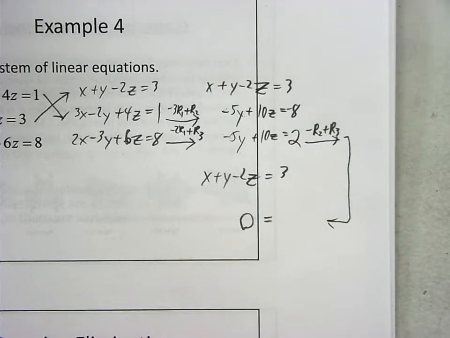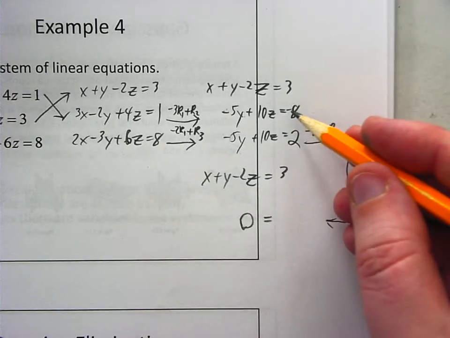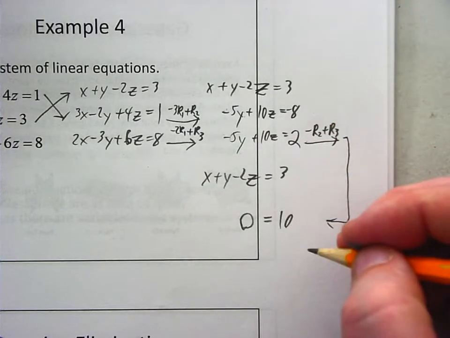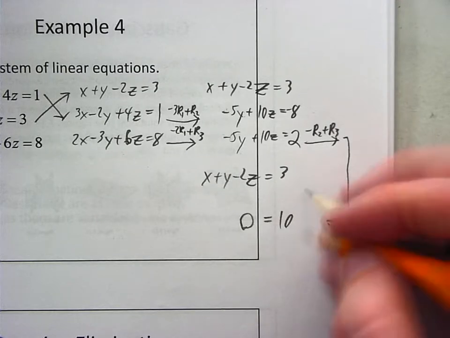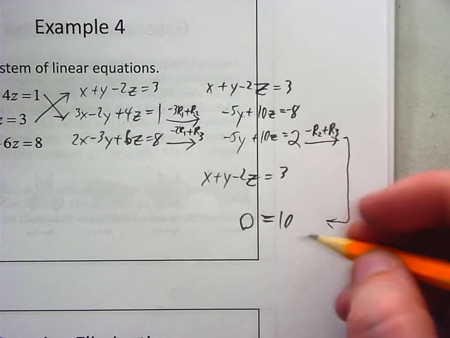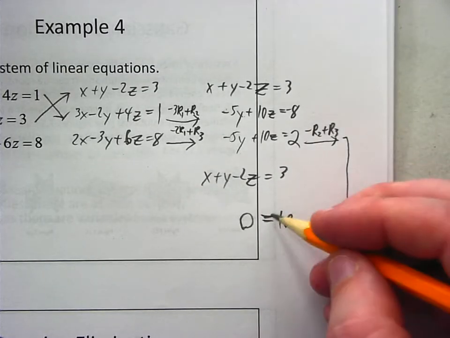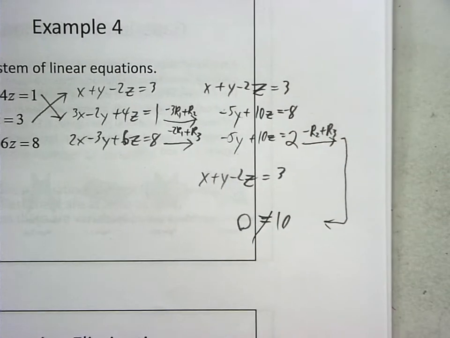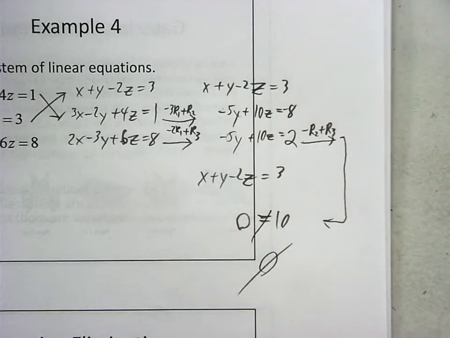Yeah, you have negative of negative 8, so that's positive 8, plus 2 is 10. What's that mean? When you have 0 equals 10 with no variables, those two lines are parallel. They don't intersect. So there's no solution to this one.